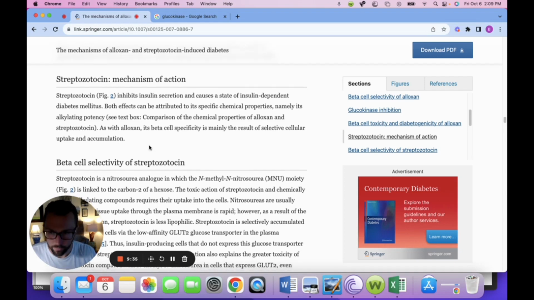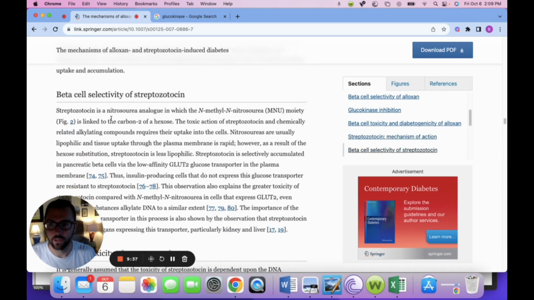In this example, they talk about how streptozotocin is an analog of something that is typically taken up by a GLUT2 glucose transporter in the plasma membrane. So streptozotocin is basically like a toxic version of something that the GLUT2 glucose transporter, which is one of the ways in which glucose gets into the cell, recognizes and lets in.